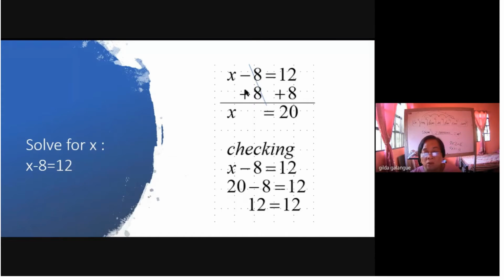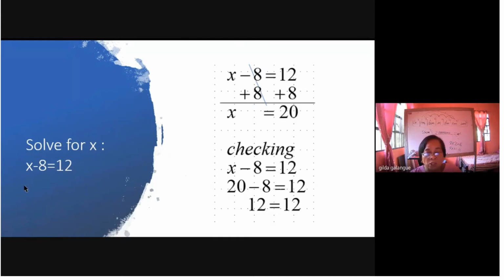We can cancel 8 because 8 minus 8 is 0. So this will become x. So 12 plus 8 is 20. So what is our value for x? The value of x is 20.